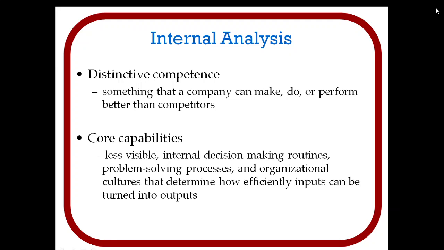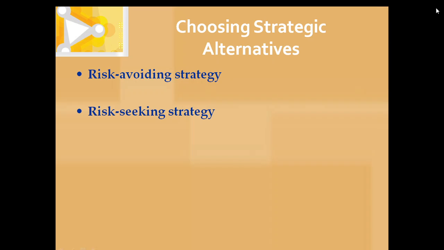Core capabilities. What are the core capabilities? Less visible internal decision-making routines, problem-solving processes, organization cultures, right? So core capabilities are largely invisible. What are those? Your organization culture, or the leadership. These are not things that are easily tangible or visible or clear to everybody, but internally they drive the organizations effectively and efficiently towards the desired goal, right? So distinctive competence and core capabilities are the components of internal analysis.